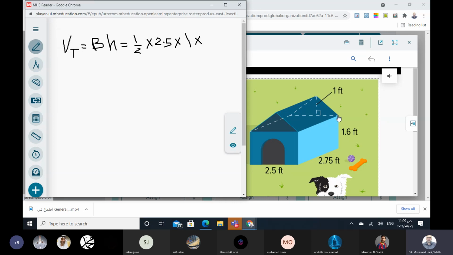This side equals this side, which will be 2.75. So multiply by 2.75. Now we have 1 times 2.5 times 1 times 2.75, which will be 6.875, then divide by 2. So the answer will be 3.4375 feet cubed.